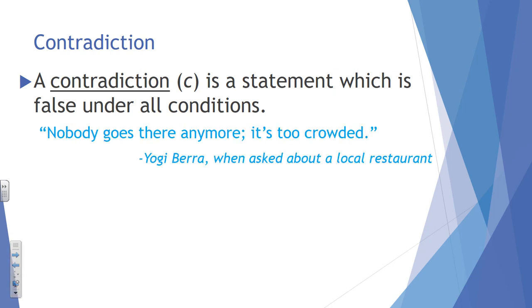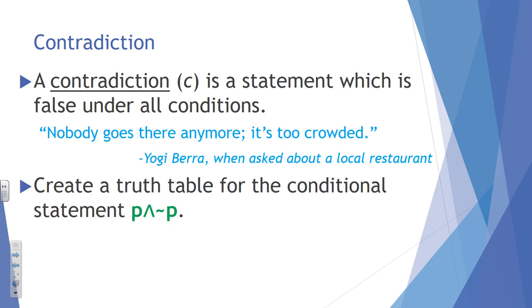So, the baseball player and philosopher Yogi Berra is famously quoted as saying, "Nobody goes to that restaurant anymore. It's too crowded." That is a contradiction. Either nobody goes there anymore, or it's too crowded. But those 2 things can't both be true, which is, of course, what kind of makes this statement funny.